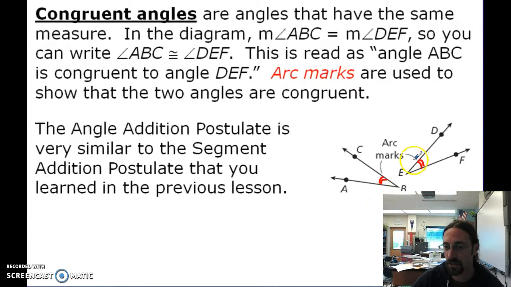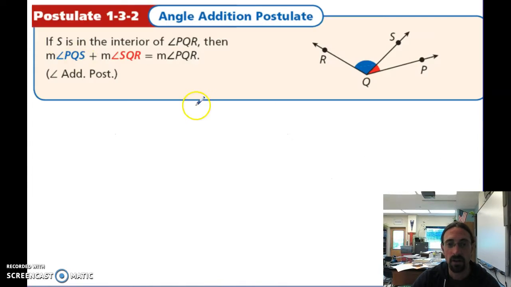These angles are essentially a pair of congruent angles. They need to have the same number of arc marks. Angle addition postulate is very similar to segment addition. You've been doing this since you were little. I mean, you're saying, hey, this plus this is the whole, right? And that's what we're saying here.